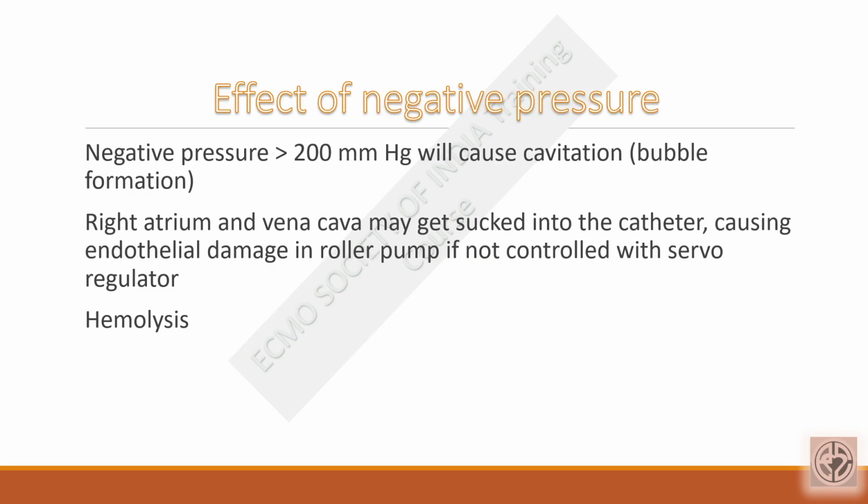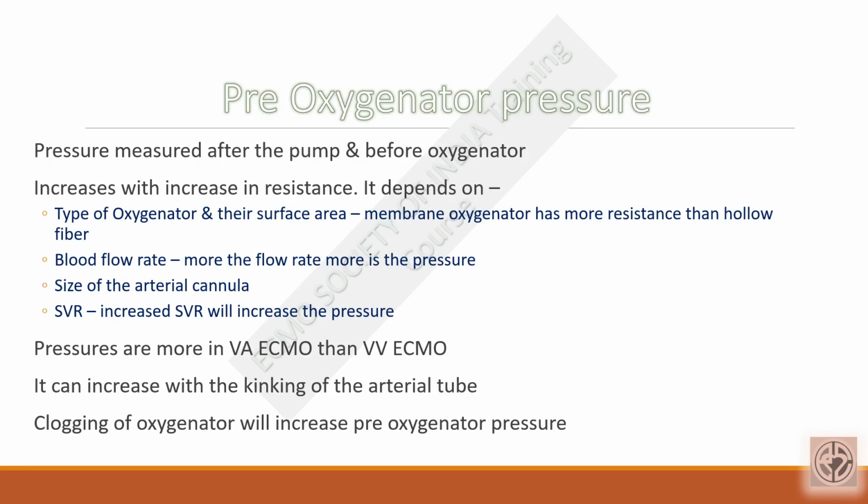If the pressure becomes more than minus 200, then it leads to cavitation, and that can lead to air generated in the circuit. So you can have air in the circuit by itself, not because there is a leak, but because it is generated inside due to cavitation. And it will lead us to hemolysis.